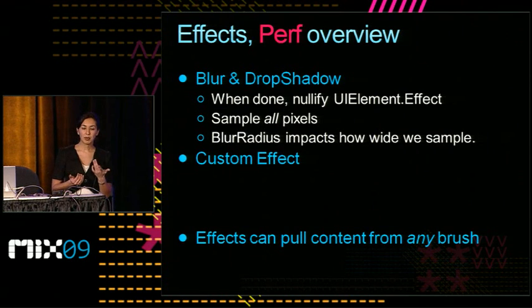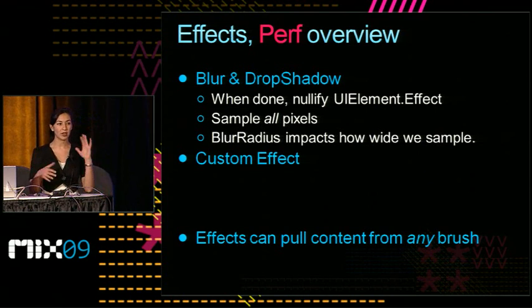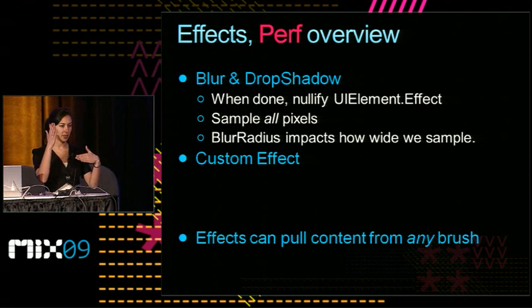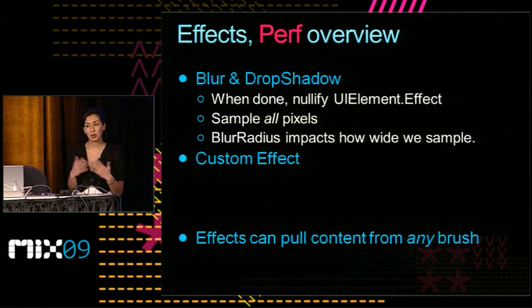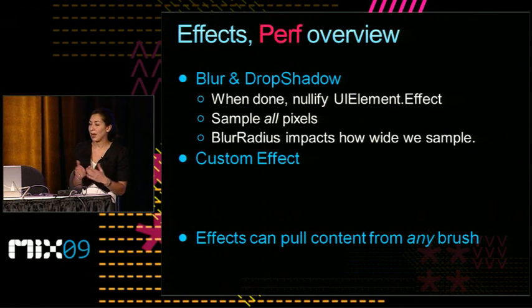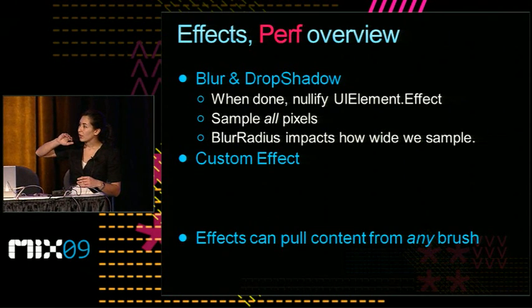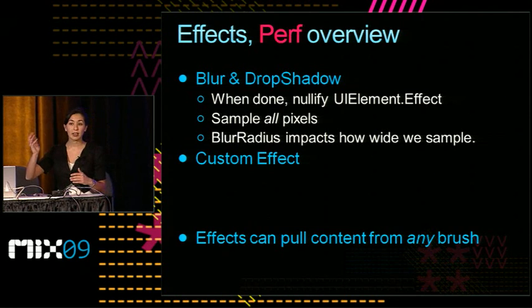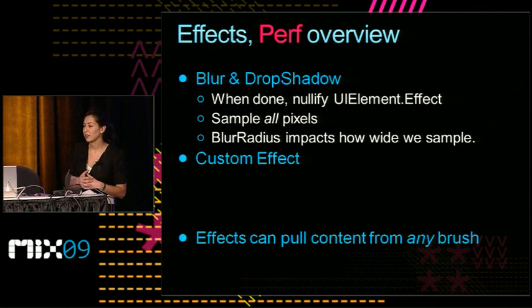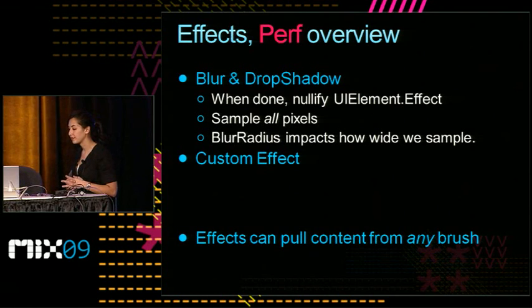We sample all the pixels within our blur and drop shadow. And that's a little surprising for a drop shadow, which we would think would be just the edge pixels. But it turns out that most of our UI is not actually round, not actually square. It's rounded rectangles, et cetera. And so keep in mind that size does matter. The more pixels that you have in your surface area, it does affect the time that it takes to do the drop shadow or blur or any of the other effects.